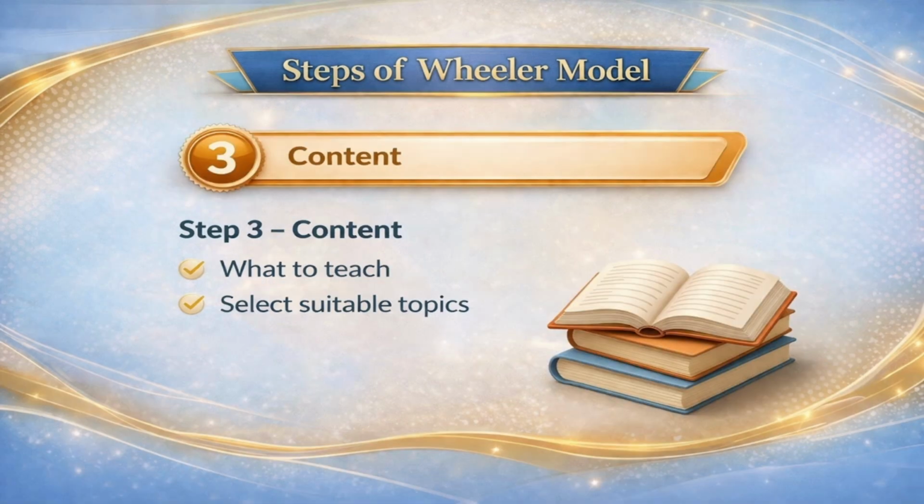Next step of Wheeler model is selection of content. This step means deciding what content should be taught, which topics are important, what level of content is suitable for students. For example, to improve speaking skills, teachers select basic vocabulary, simple sentences, and daily conversation topics. This step ensures content matches objectives and students' level. Simply, this step decides what to teach.